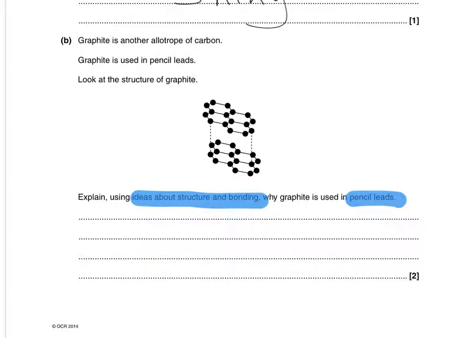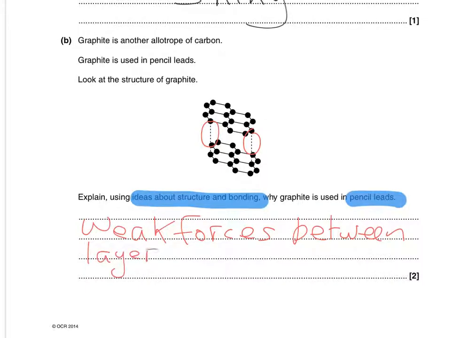So you should remember that these forces in between the layers, these dotted lines, they are weak. So that's your first mark, is weak intermolecular, but you could just say weak forces between layers. That's one mark, yeah? One mark, there it is, boom.